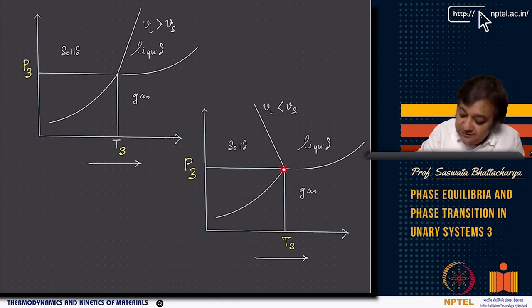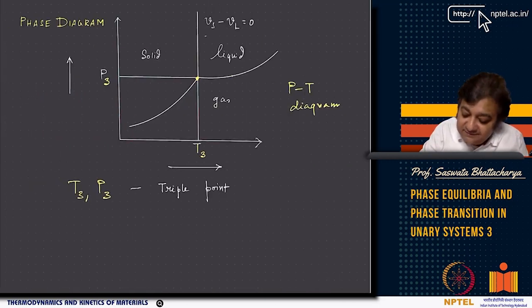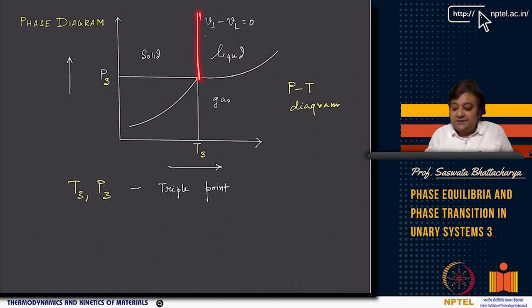But please take note of the slope of the phase boundary between solid and liquid. When Vl is less than Vs, it has a negative slope, and if Vl is greater than Vs, it is a positive slope, right? And when Vl equals Vs, which is very rare, a very hypothetical case, you will have a solid-liquid boundary which is parallel to the y-axis.